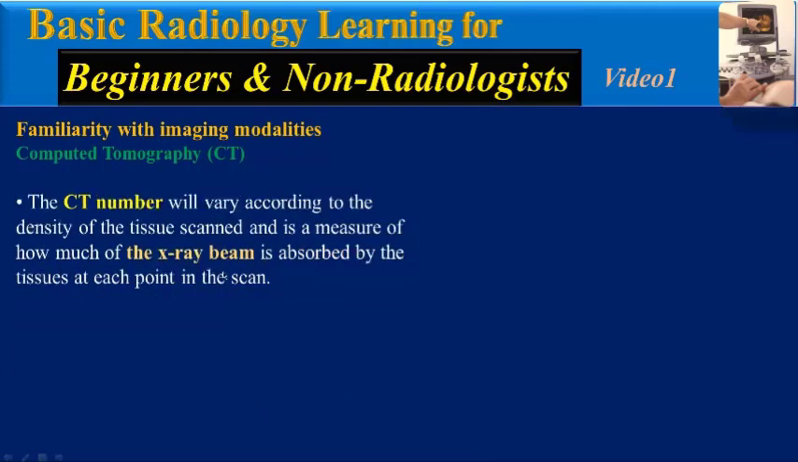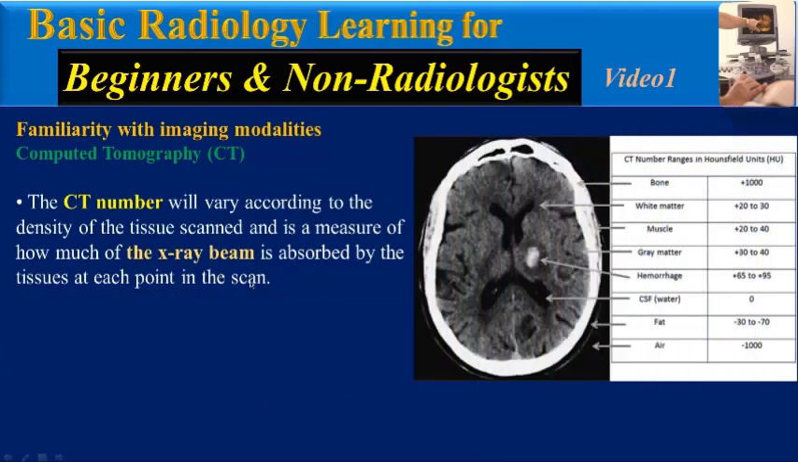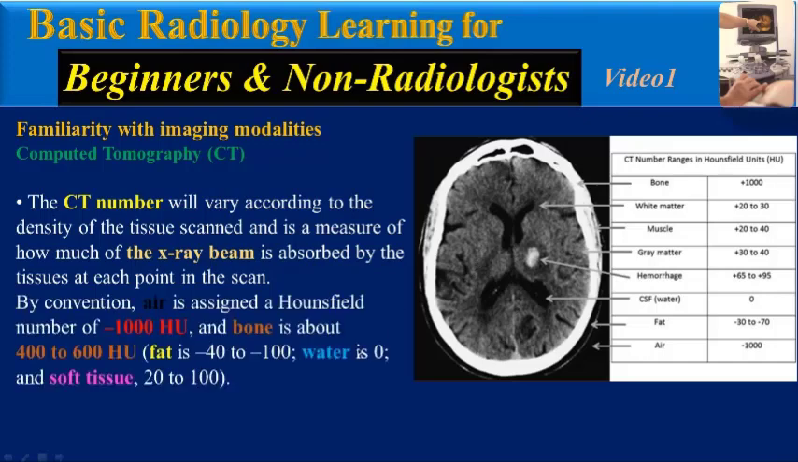The CT number will vary according to the density of the tissue scanned and is a measure of how much of the X-ray beam is absorbed by the tissues at each point in the scan. By convention, air is assigned a Hounsfield number of -1000 and bone is about 400 to 600 Hounsfield, or maximum to +1000. Fat is about -40 to -100. Water is 0 and soft tissue varies from 20 to 100.